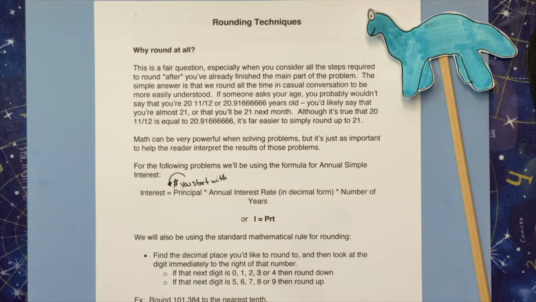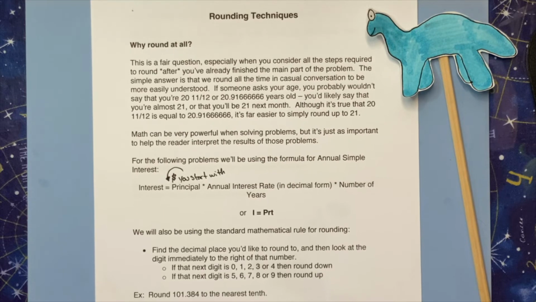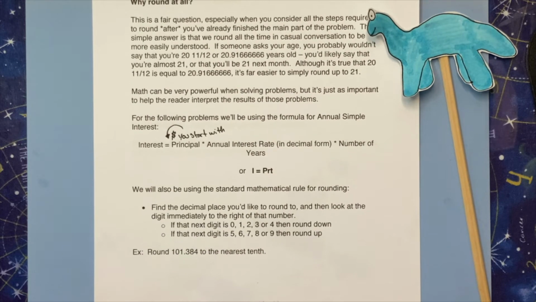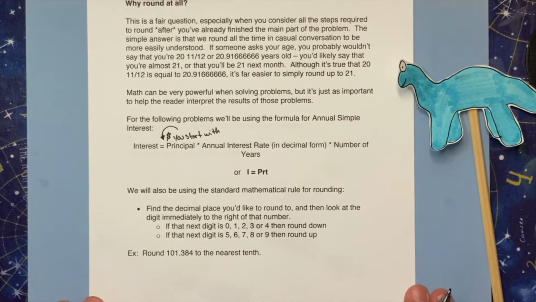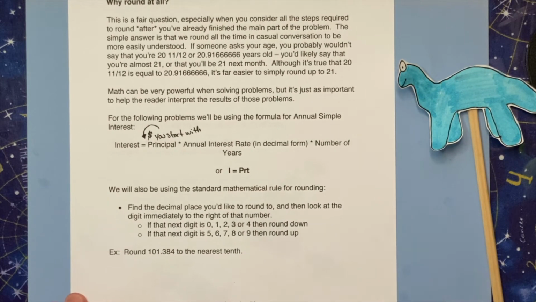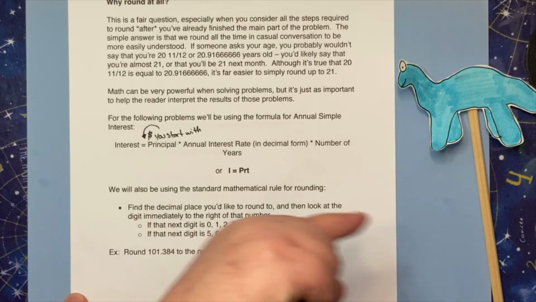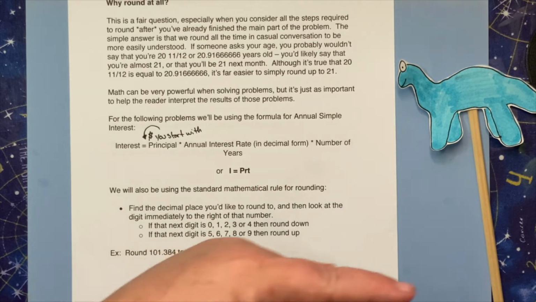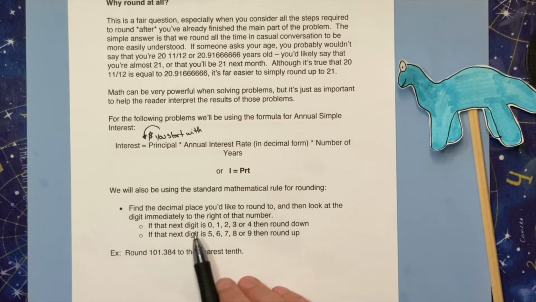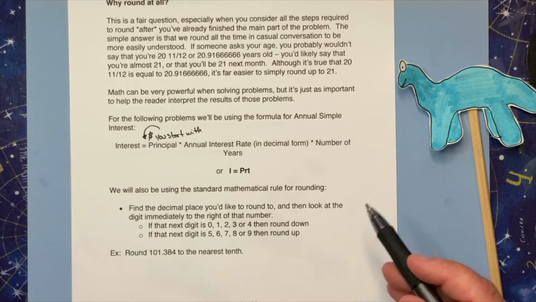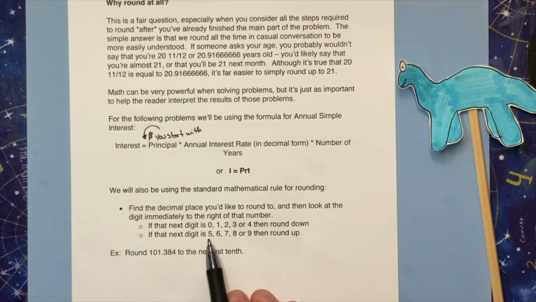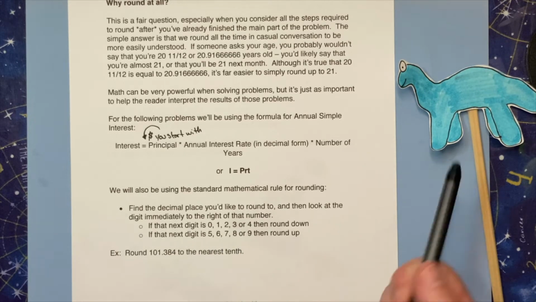We're also going to be using the standard mathematical rule for rounding. And so that rule hopefully is one that you're familiar with, but if not, then here it is. Basically, you find the decimal place you'd like to round to, and then look at the digit immediately to the right. If that next digit is 0, 1, 2, 3, or 4, then you round down. If the next digit is 5, 6, 7, 8, or 9, then you round up.